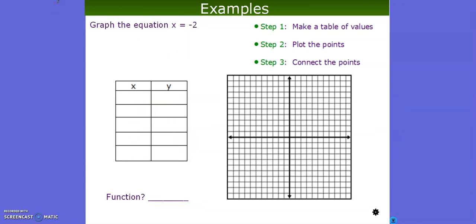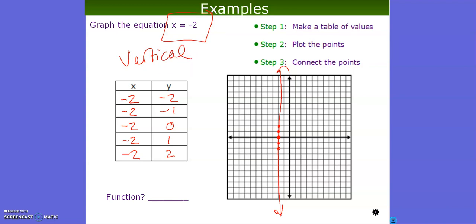Our next one says x equals negative 2. Okay, they're telling me my x has to be negative 2, so I'm going to go ahead and put that in here. Well, if you notice, I don't have any y's in my equation. So I can't plug anything in and calculate, but you get to pick the y's. So again, I'm going to go negative 2, negative 1, 0, 1, and 2. And when I graph it, it's going to look like this. Anytime I have an x equals a number like this, you're going to get a vertical line.